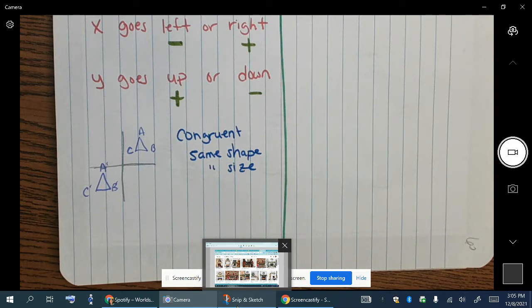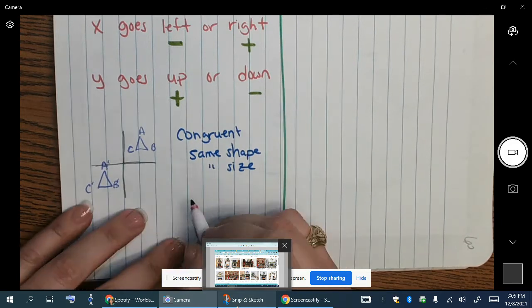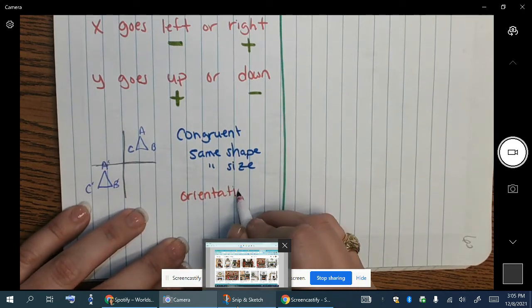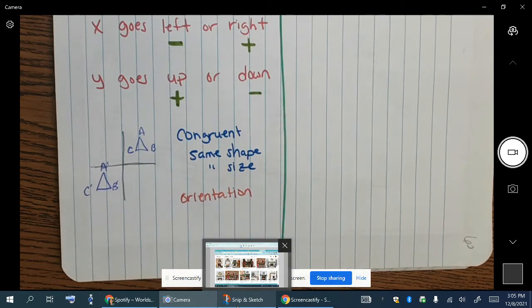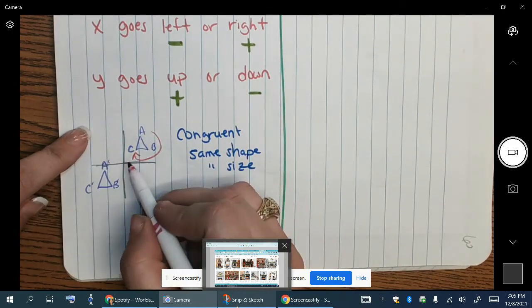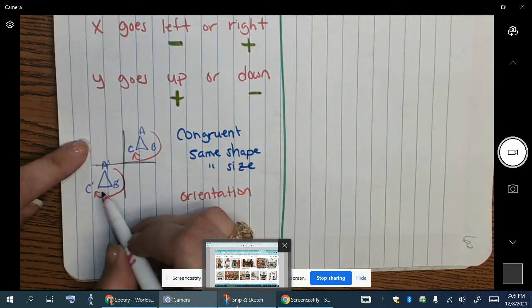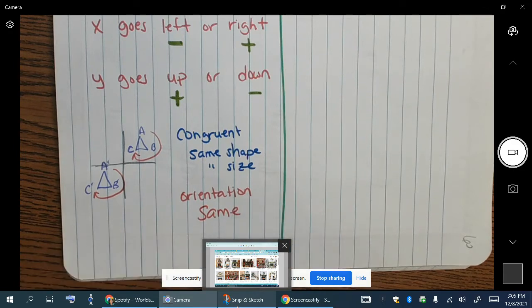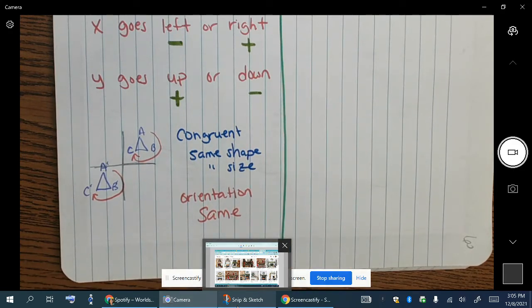Okay? The orientation is the other part. Does anybody remember what orientation means? The order. Okay? So look at your letters. A, B, C. Over here, is it still A, B, C? Yes. So your orientation is the same. Orientation stays the same.